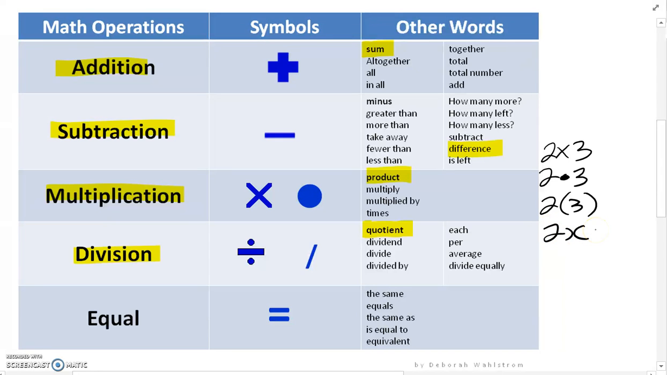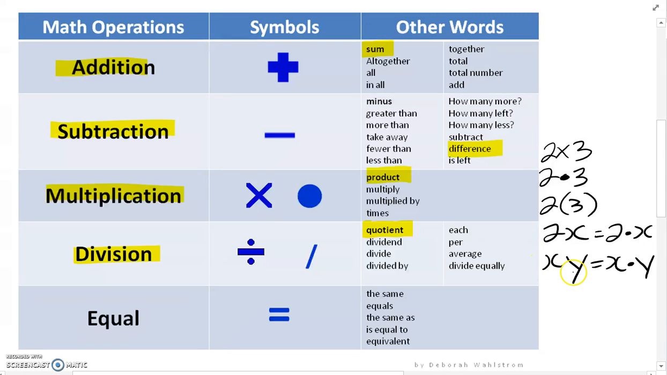If you see something like 2x, well, what does that mean? That is really like saying 2 times x. So there are a lot of different ways of writing this. If you have something like xy, what does that mean? Anytime you have 2 variables next to each other, that also represents multiplication.